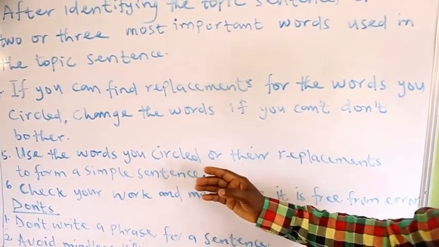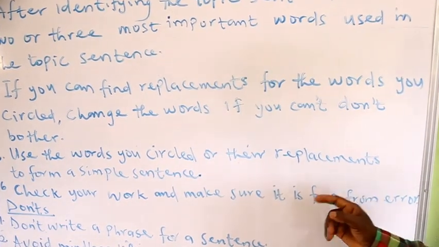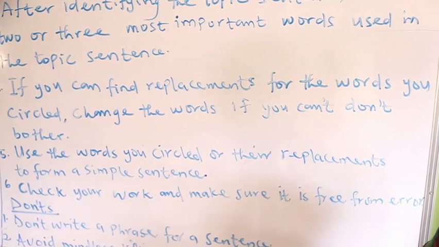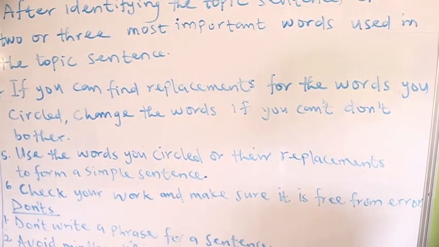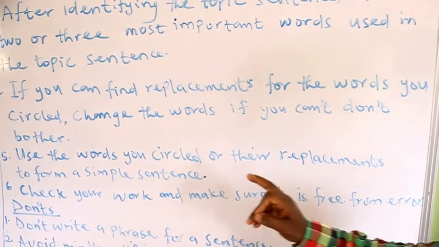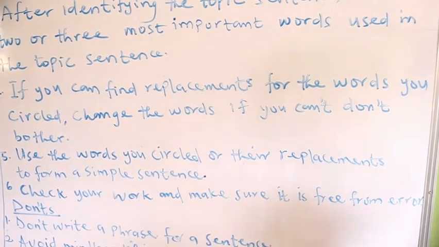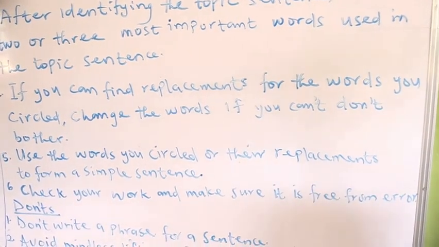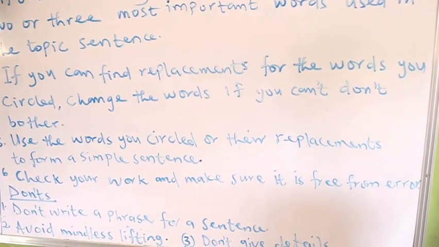Use the words you circled or their replacements to form a simple sentence. Use those words to form a simple sentence. You don't form a complex sentence. Next, check your work and make sure it is free from error.